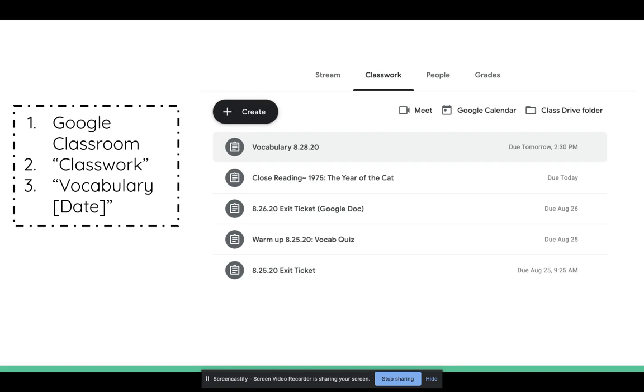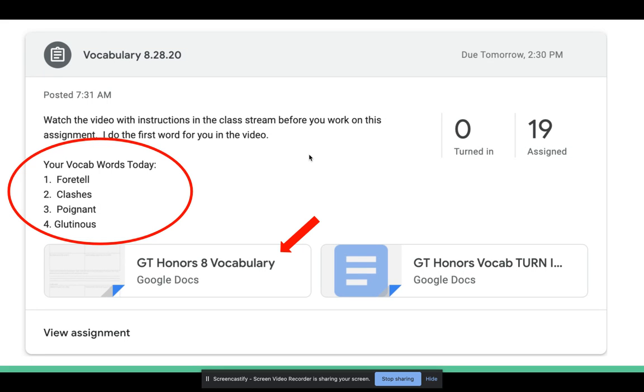The way that you would find your assignment for Friday is that you would check in Google Classroom, look in Classwork, and then find the vocabulary for the right date. So today, August 28th, you would open the vocabulary 82820. When you open that assignment, you'll see 4 words. It would be smart for you to scribble those down in your notebook or somewhere. The 4 vocab words for today are foretell, clashes, poignant, and gluttonous.